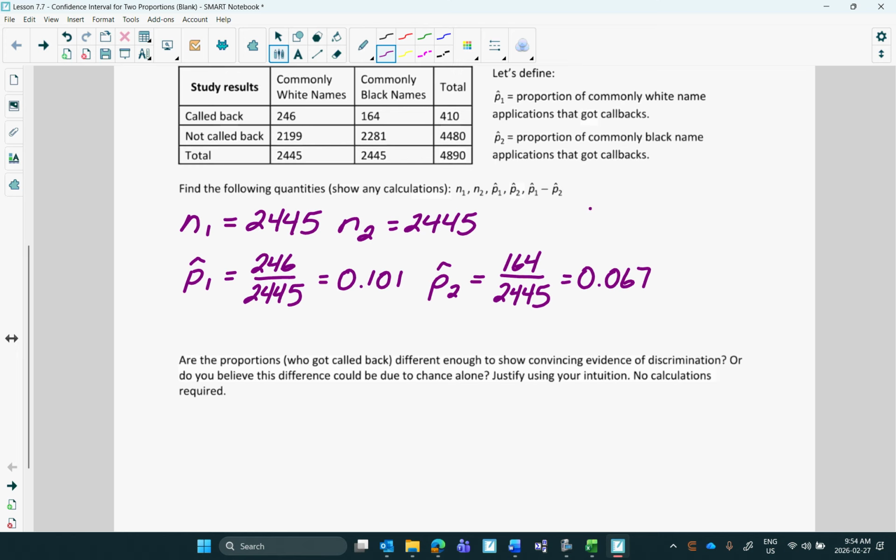And obviously the difference between the first sample proportion and the second sample proportion, we could either subtract the fractions or subtract the decimals. So we get 0.101 minus 0.067, and we would get approximately 0.034. So that suggests that 3.4% more white names receive callbacks than black names.